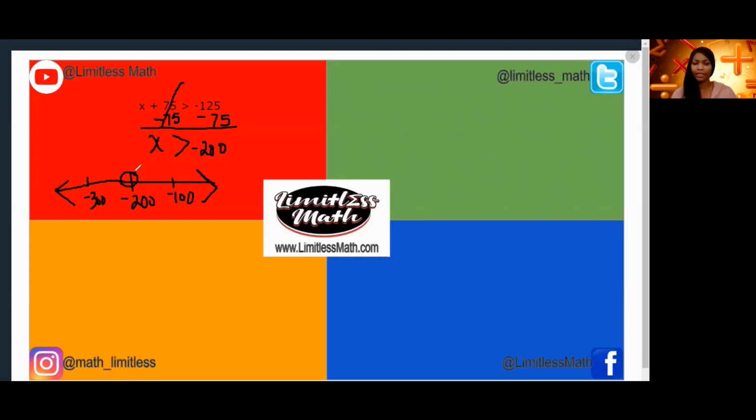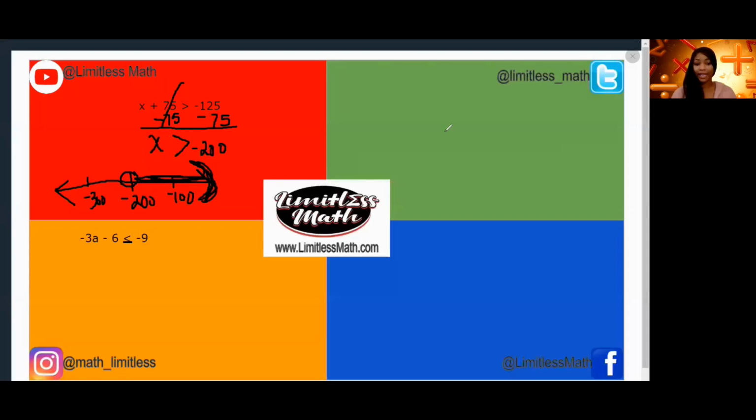And we shade to represent the values of that variable. So x is greater than negative 200. We want to shade in the direction of numbers that are greater than negative 200, and greater is to the right. And then we just kind of highlight that to show that the numbers keep going more than what we can see here.